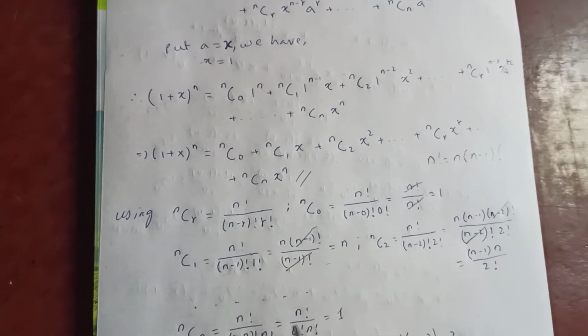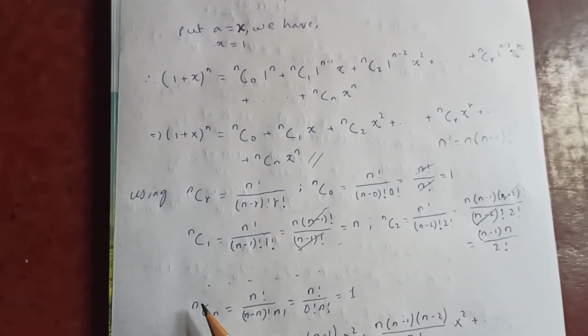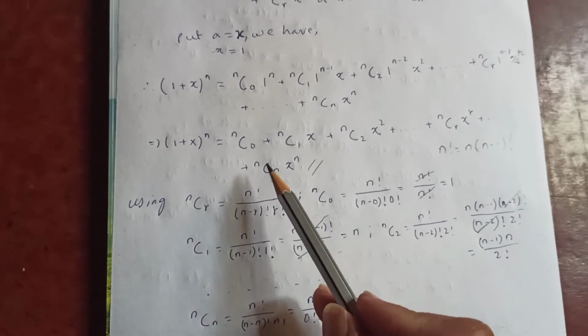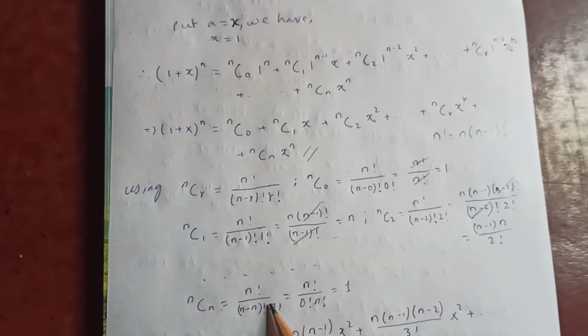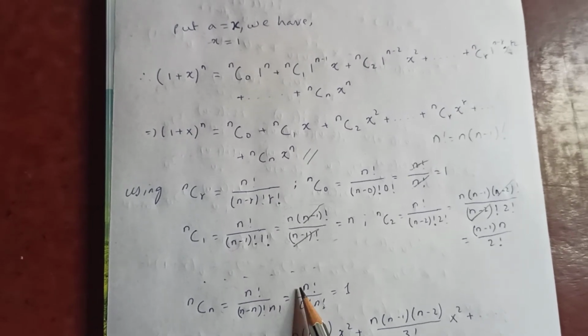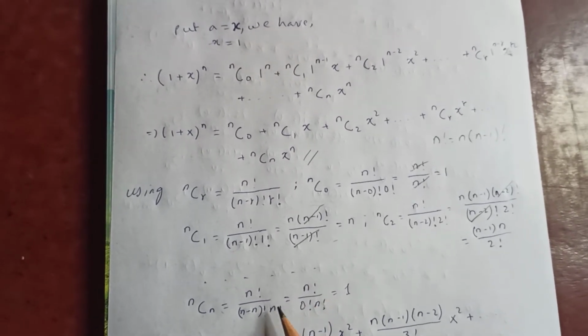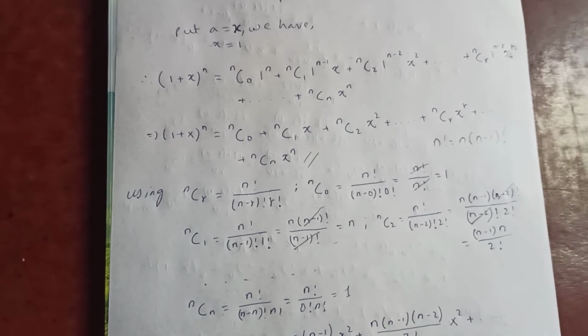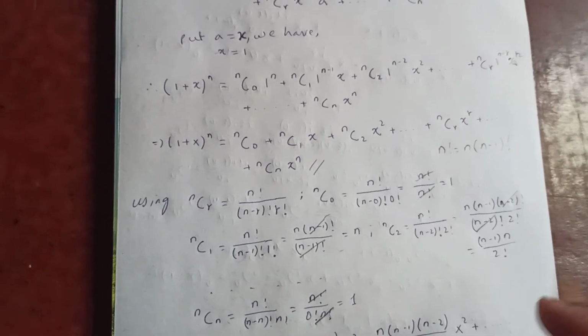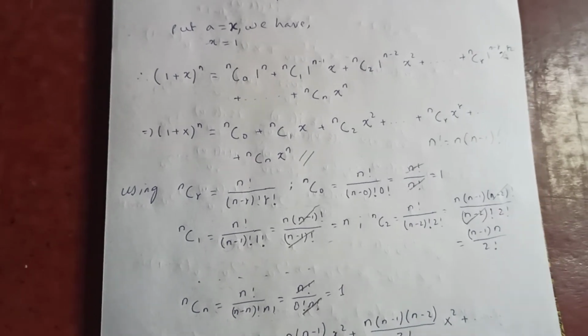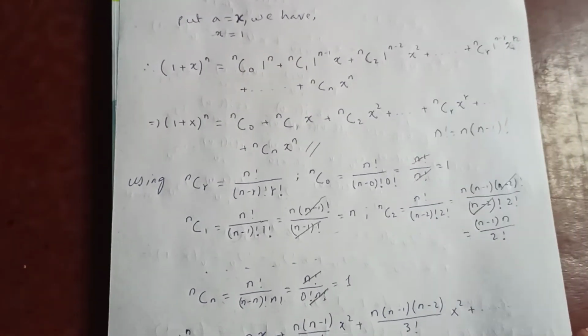If you keep on going, and so on up to nCn, the last one, nCn will be n factorial by (n minus n) factorial into n factorial, which is n factorial by 0 factorial into n factorial. So n factorial cancels, and 0 factorial is just 1. So nCn is just 1.